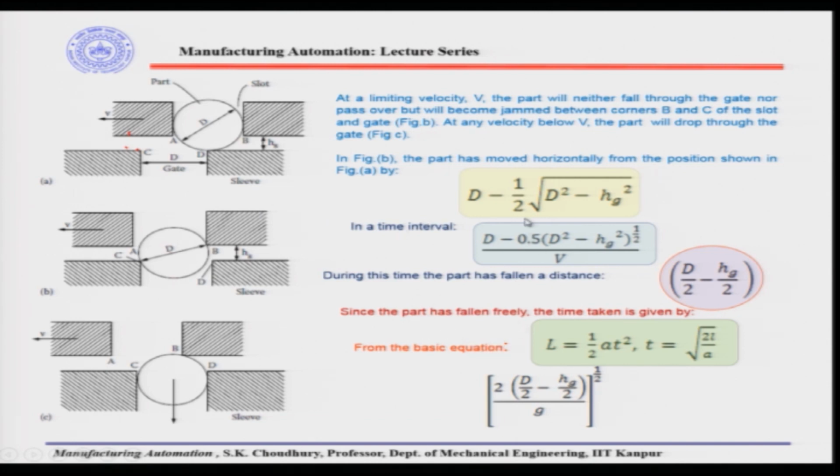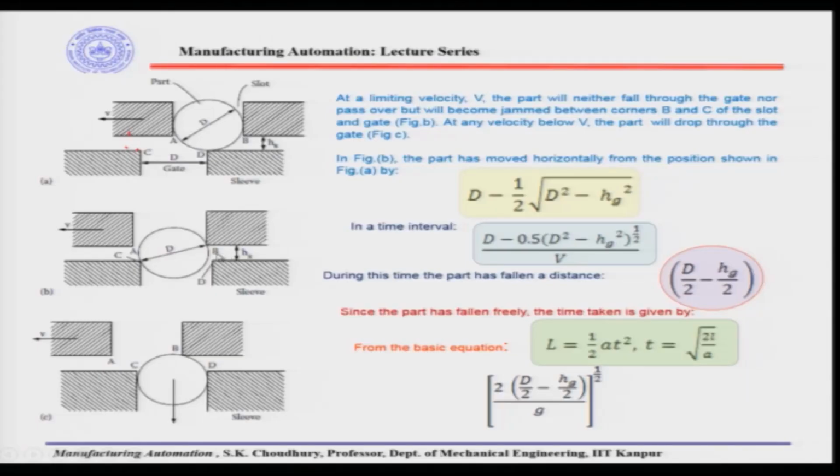Now, since this distance is moved because of the critical velocity, if we divide this distance by the velocity, we can find the time interval for which it has moved. While moving horizontally, the part has also fallen down. That means it has moved vertically, and that vertical movement can be given by d by 2 minus hg by 2. So, half of that it has gone and half of the d by 2 it has gone. Okay, it has fallen down.